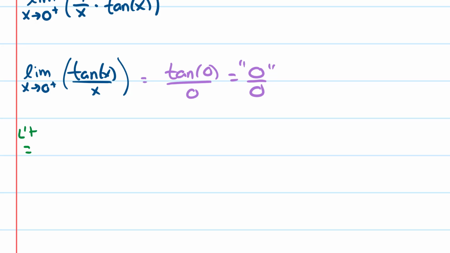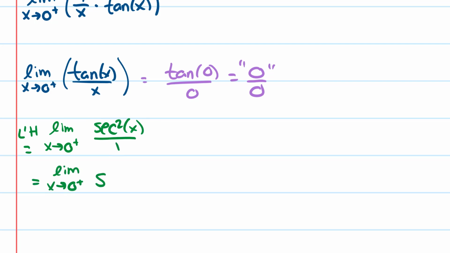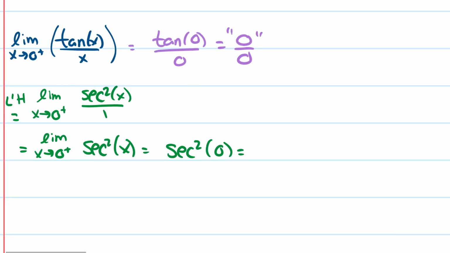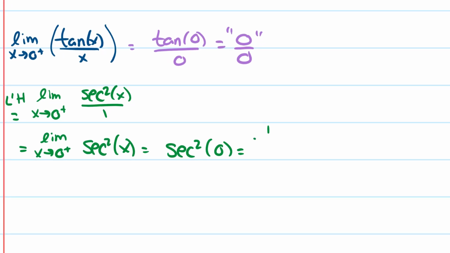So using L'Hopital's rule, we get this is the limit as x approaches 0 from the right, and the derivative of tangent is secant squared x divided by 1. So this is the limit as x approaches 0 from the right of secant squared x, which is just going to be secant squared of 0. And so I'm going to rewrite this as 1 over cosine squared of 0. So I get 1 over 1 squared, which is just 1.